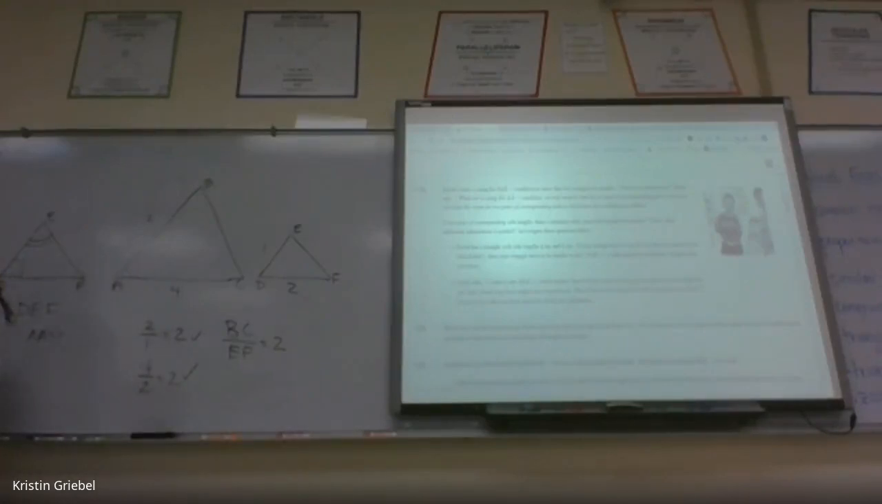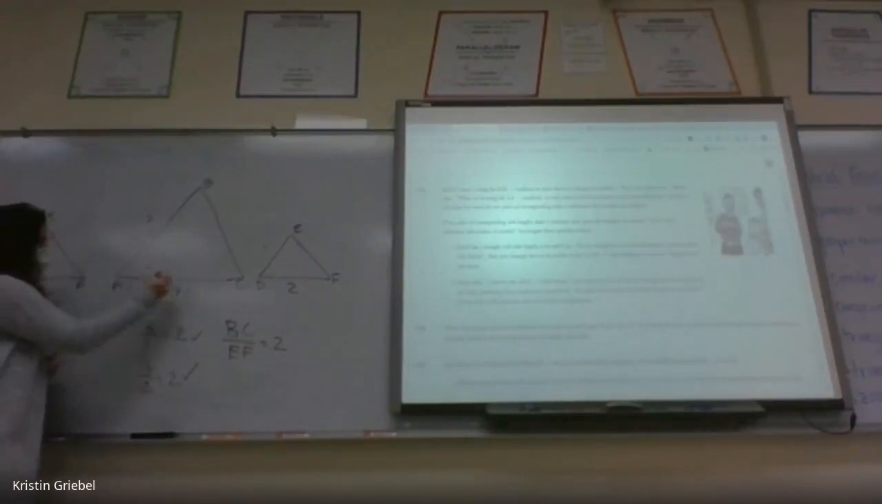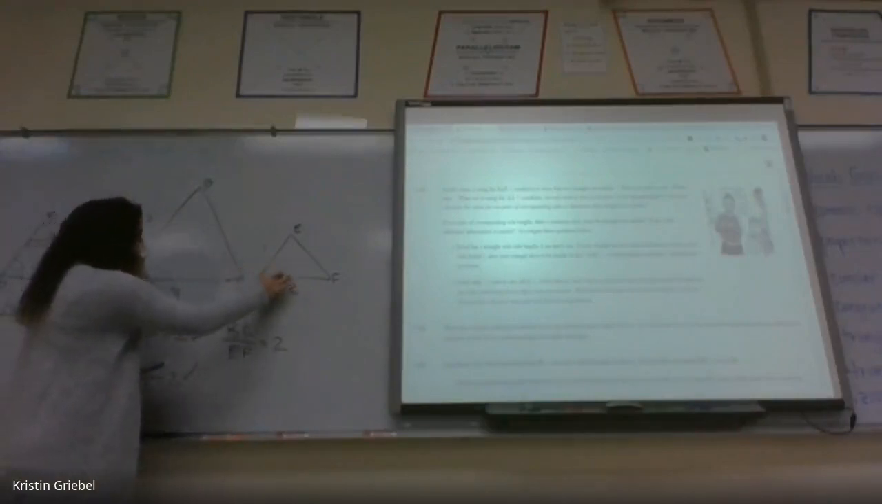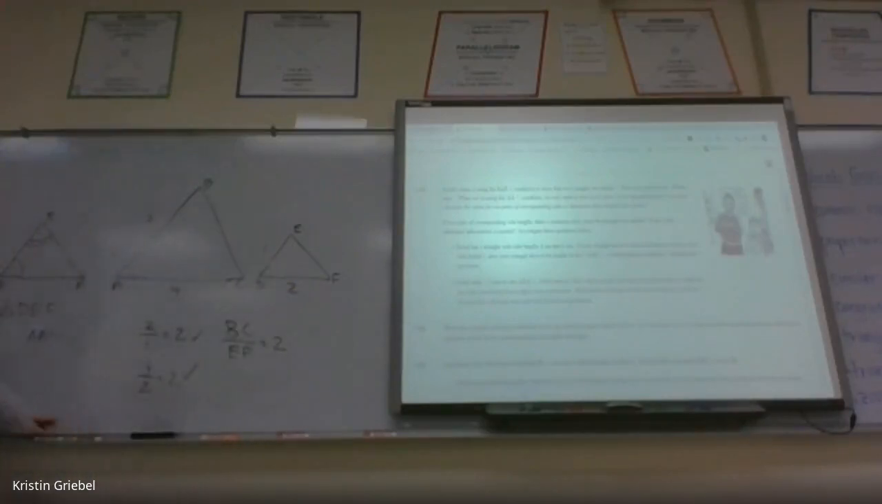It doesn't make sense to you? What I said? I thought they couldn't move because... But they can't move if this information was given to you. But it's not there. There's nothing there but two sides. So since there's no angle in there that's congruent, they're allowed to freely move. There's nothing holding it in place.